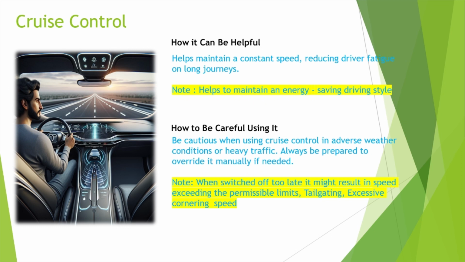So you should look around for signals, for speed limit signs, etc., and switching it off too late might result in you exceeding the speed limits. This might result in tailgating, which means you will go very close to the car ahead of you, and this might also result in excessive cornering speed, because this cruise control is going at a constant speed irrespective of whether you're taking a corner. So please be aware of all these factors.